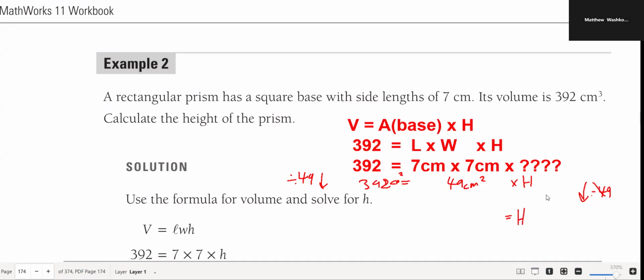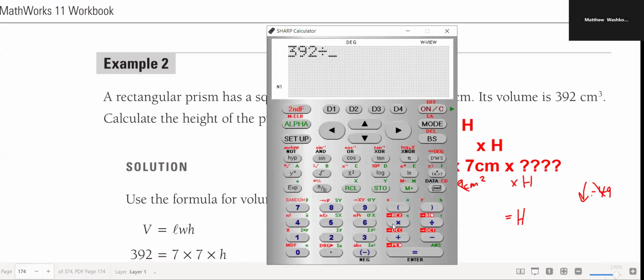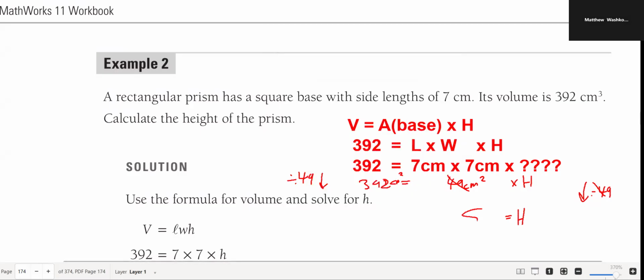So if I do that, these cancel out. Now 392 divided by 49 is 8. So in this case, the height would be 8 centimeters, right? I'm measuring a distance, which means it's 1 centimeter.